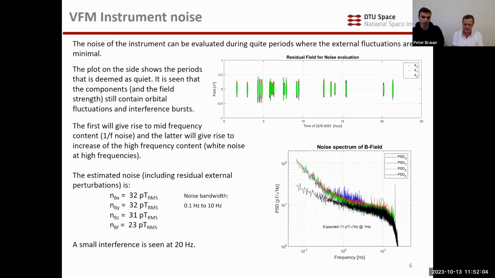On Swarm, we have an integral noise in the order of 25 picotesla root mean square. On this, we can evaluate in the order of 32 picoteslas. But again, that is mostly due to the natural variation in the field. If we look at the constructed scalar field, we have exactly the same order of magnitude of the noise as we have on Swarm.